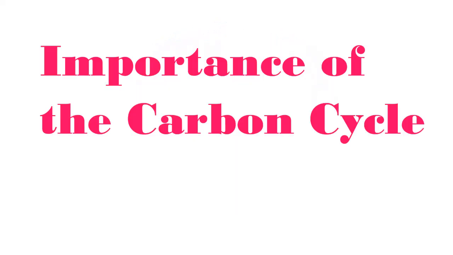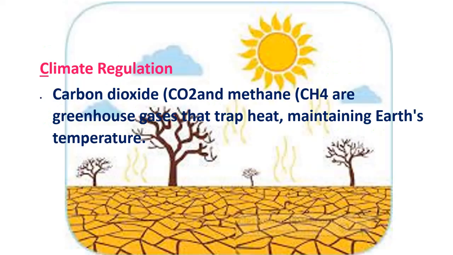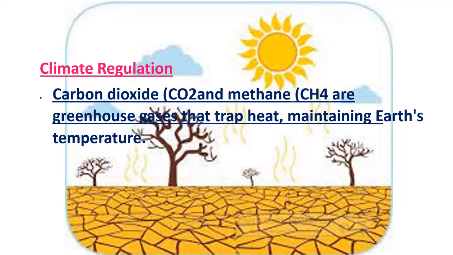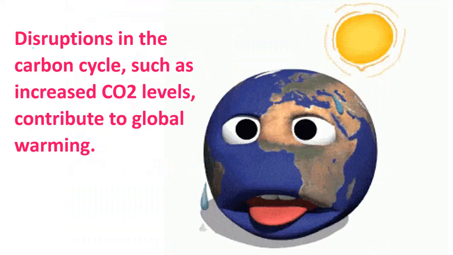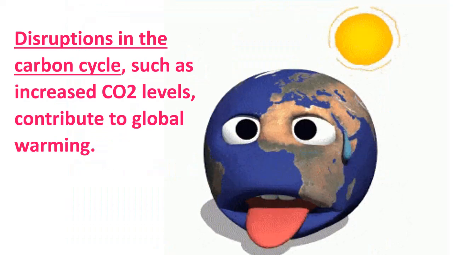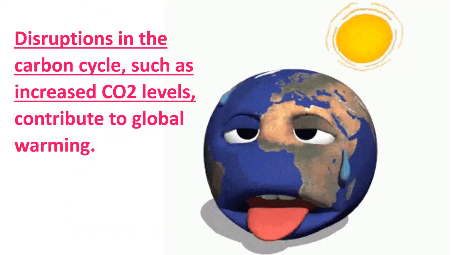Let us see the importance of the carbon cycle. Why is the carbon cycle important? First of all, climate regulation. Carbon dioxide and methane are greenhouse gases that trap heat, maintaining Earth's temperature. Disruptions in the carbon cycle, such as increased CO2 levels, contribute to global warming.